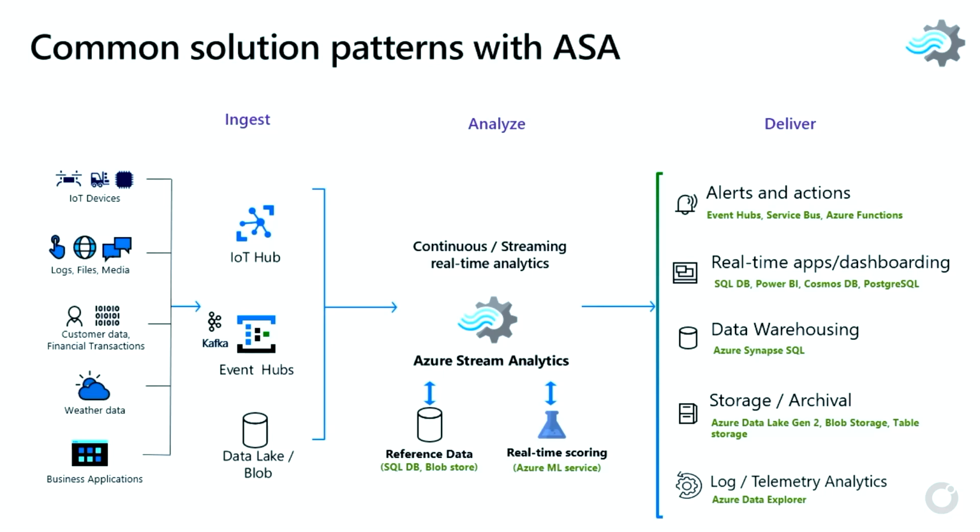And on the right side, you'll see where it says deliver. That's where Azure Stream Analytics writes to these services. That's called output in the service. For example, the first one talks about alerts and actions in Event Hub, Service Bus, or Azure Functions. The second one talks about how you can do real-time dashboarding in SQLDB, Power BI, Cosmos DB, etc. The third one is you can always do data warehousing. Fourth talks about how you can just store your real-time data. I'll show you a demo of that. And the last one is if you want to do any kind of telemetry analysis.